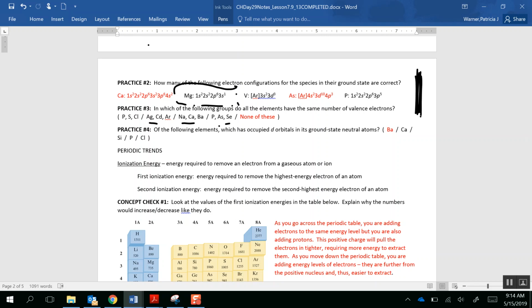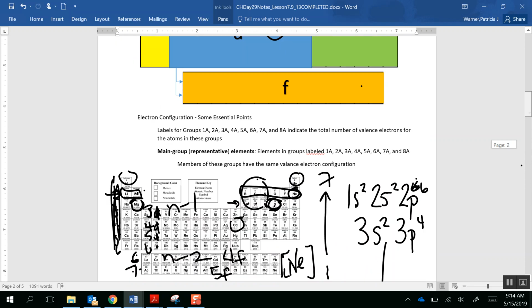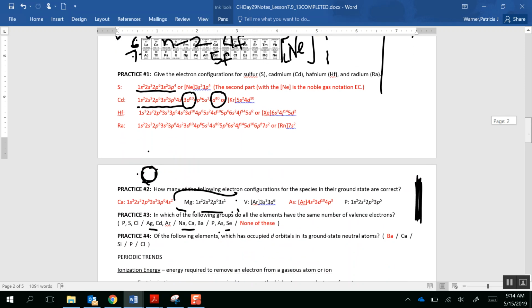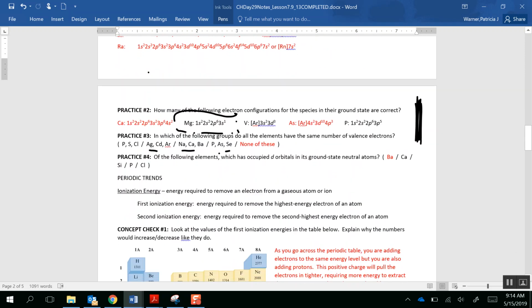Of the following elements, which has occupied d orbitals in a ground state neutral atom? When you look at those, you're going to find that in order to have any d electrons, you have to get to element number 21. And the only one of those that has an atomic number greater than 21 is going to be barium.